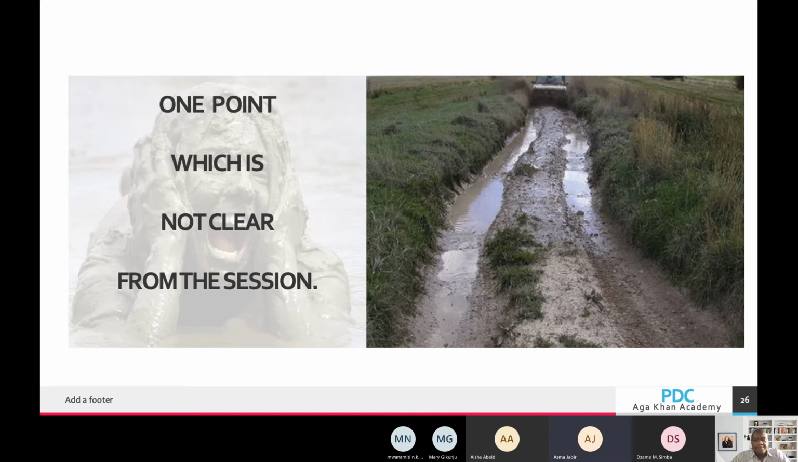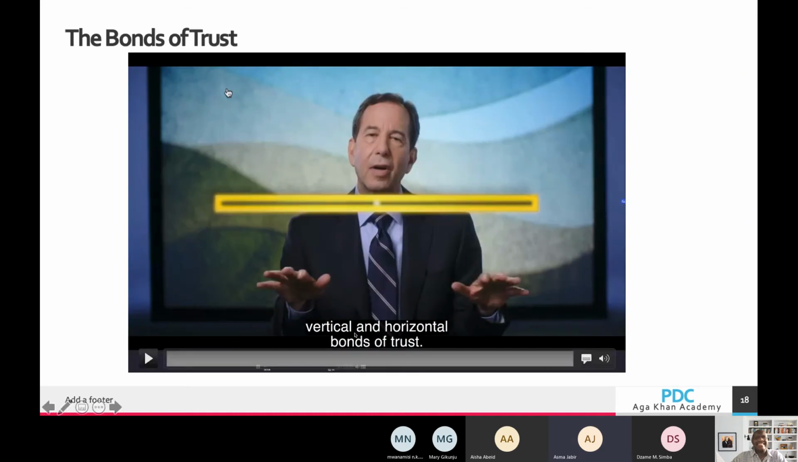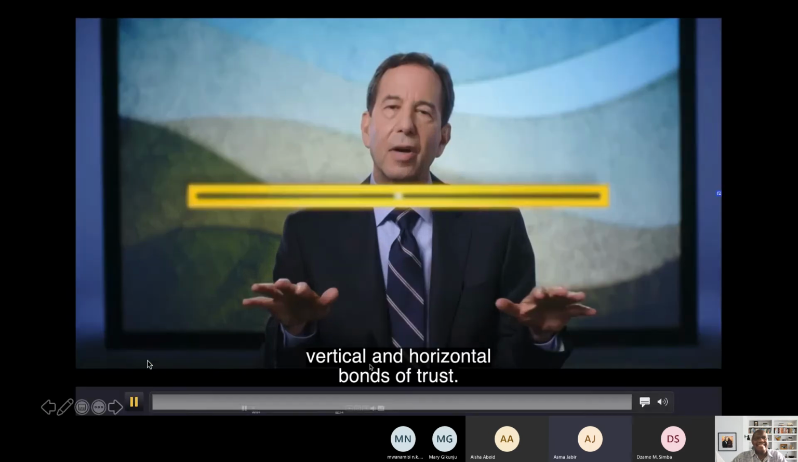Okay, maybe you can explain further on horizontal and vertical, the difference between the two. Okay, so she wants. I have understood, but not very much. Okay, let us listen again just a little.